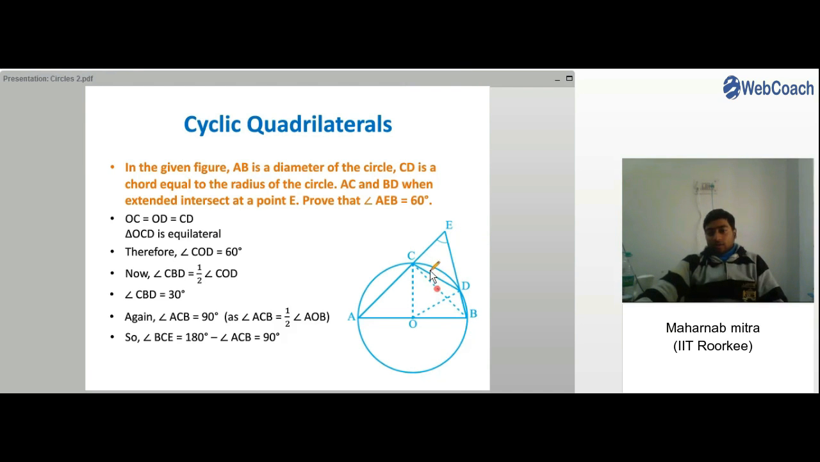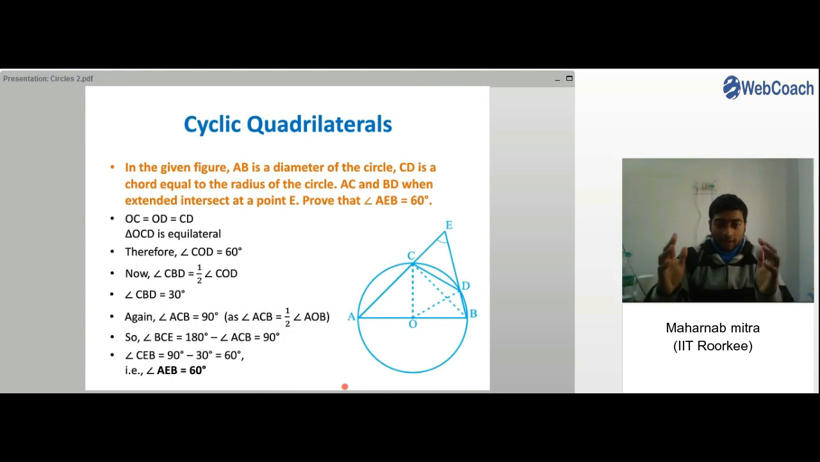So you can see in this triangle BCE, we know angle C, we know angle B. The only unknown is our required angle, angle E. We know these two angles. Angle BCE is 90 degrees and angle CBE is 30 degrees. So angle CEB or angle E is nothing but 180 degrees minus the sum of the other two angles, and if we do this we get 60 degrees as angle E. Angle CEB is the same as angle AEB. So we have finally got AEB as 60 degrees as required.